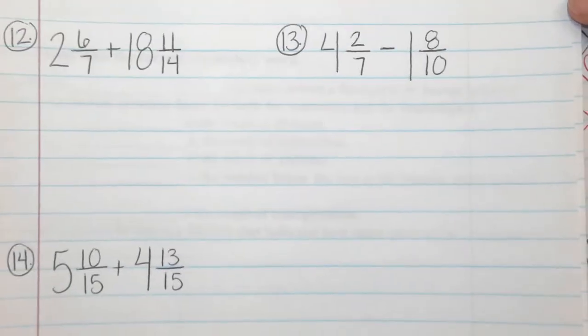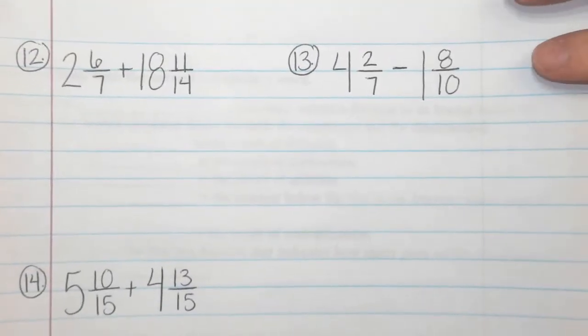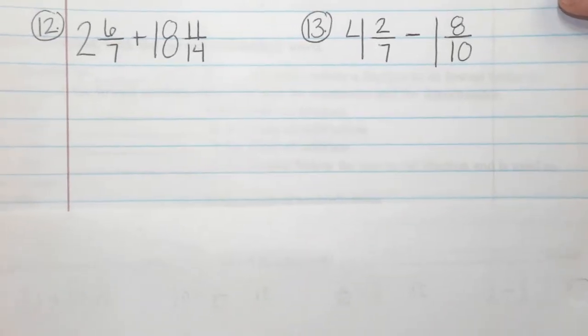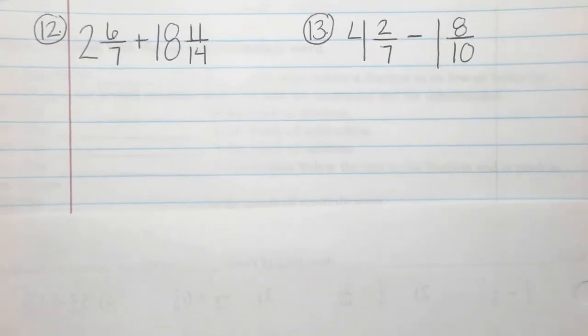So the next problem that we're going to look at is numbers 12 and 13. You can tell these have mixed numbers. They might end up being a little bit more difficult. Take your time. Find that denominator again. So on number 12, what would be a good denominator for these two problems to have so we can make sure we get these done before first spell?